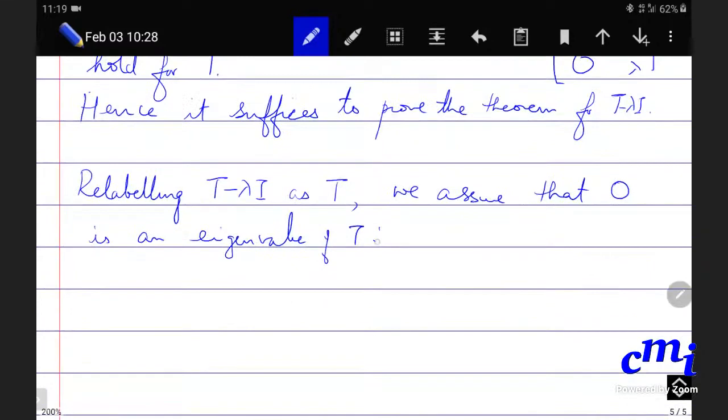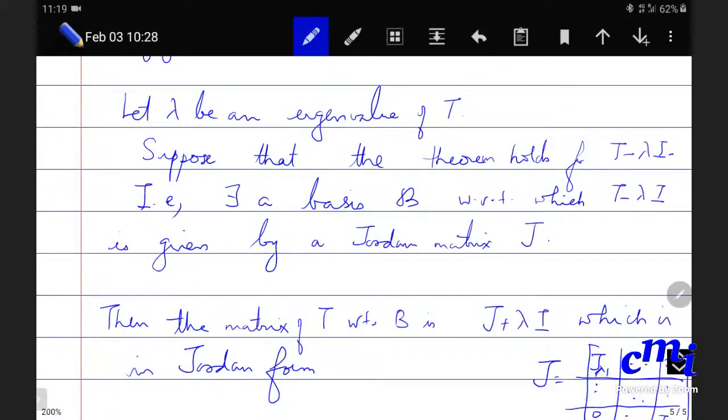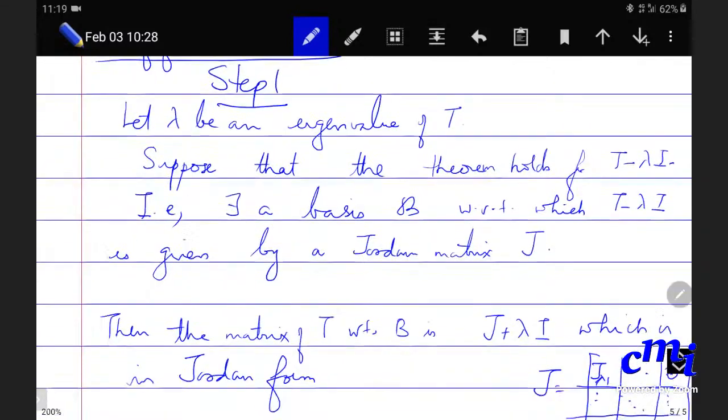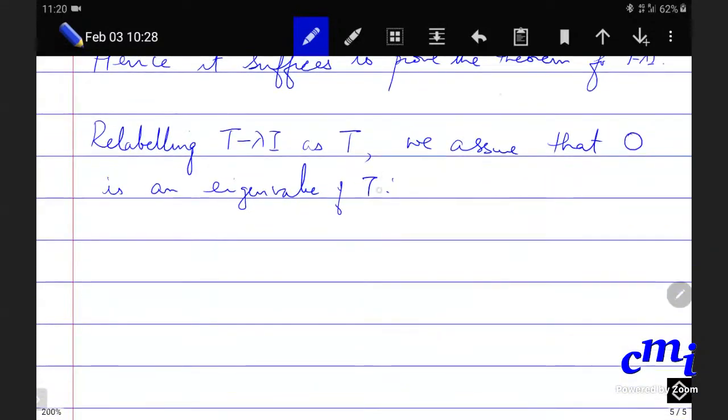Let me just call this step 1. By step 1, we have reduced the proof to a case where we can now assume that T is not injective. Now we would like to construct some subspaces from this, and then we will try to work with that. Okay. Step 2.